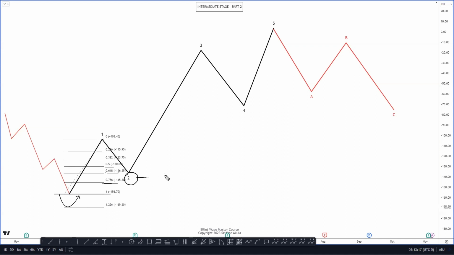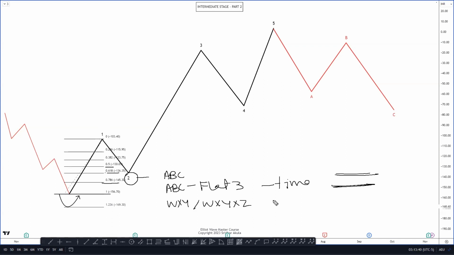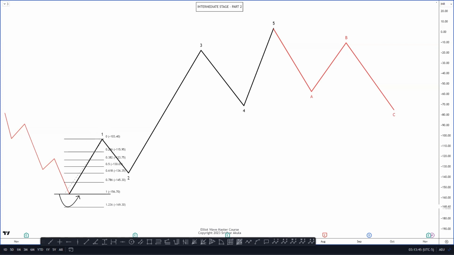It can make what? It can make an ABC structure. It can make an ABC flat. What are the different types of flat? There are three types of flat. Flat means it's a time correction. The market will go sideways, right? There's again WXY, then WXYXZ. This will look like a pole and flat type pattern. Okay. So in most cases, your wave two can form ABC.